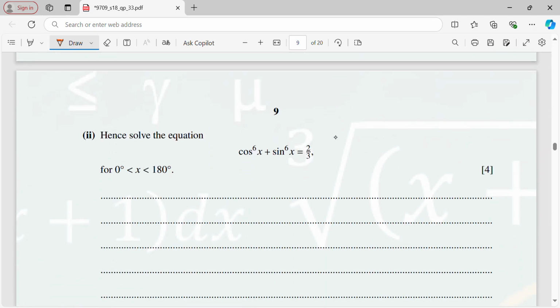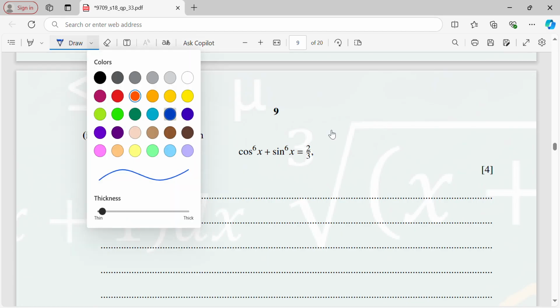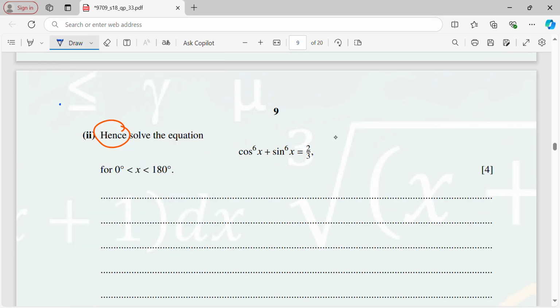Now part 2, hence means use the previous answer, solve the equation. So now we have proven this in the previous part. So I will write cos^6 x plus sin^6 x equals 1 minus 3 over 4 sine squared 2x from the previous part. And now you need to solve, that is equals to 2 over 3. That means the right side is 2 over 3. So 1 minus 3 over 4 sine squared 2x is 2 over 3.